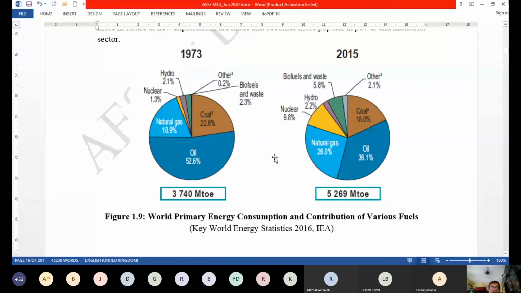So if you look at the 1973 and 2015 scenarios and compare them, what you find is that oil was very, very important up to 1973. But then, this is percentage and this is total value. So the first thing that you should read is this number.